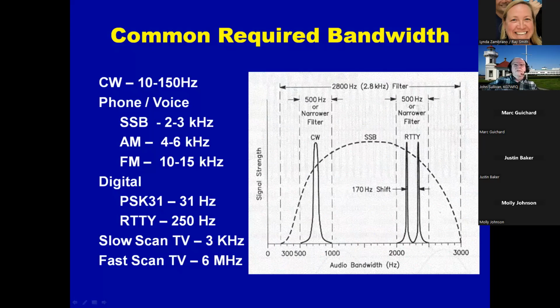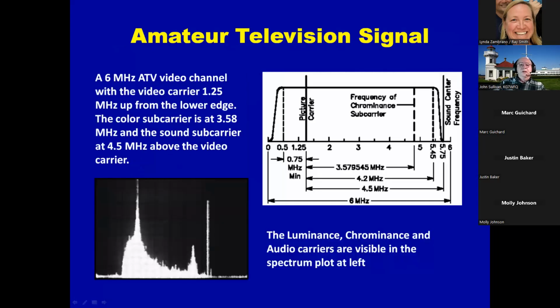Slow scan TV, 3 kilohertz, equivalent to sideband. And fast scan TV, or ATV, is more like AM, or actually quite a bit larger, 6 megahertz. And you can see those illustrations on the right. So FM, remember, takes up quite a bit more than the other modes. Amateur television signal, here's an example of what that looks like. With a 6 megahertz channel, it's much wider.